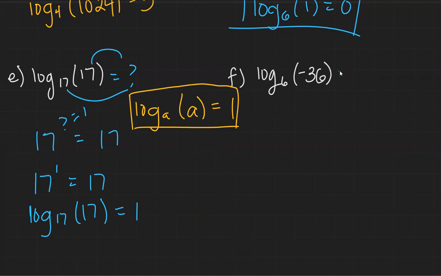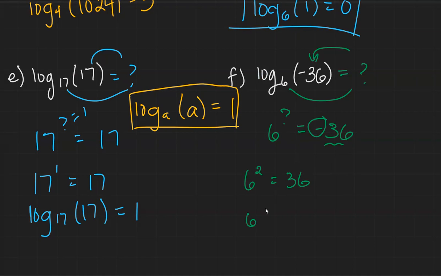So log base 6 of negative 36, mystery. So 6 to what power is equal to negative 36? Okay. Well, maybe what you're thinking is, okay, well, I want 36. I know 6 to the second power gives me 36. But will 6 to the second power ever give me negative 36?